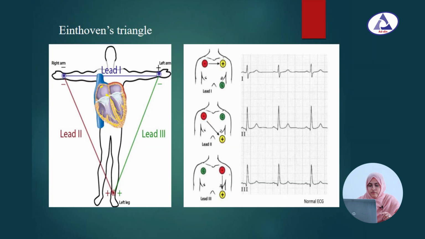Now this is Einthoven's triangle, which was named after Dr. Einthoven. Here in case of lead 1, the right arm is the reference electrode and the left arm is the exploring electrode. And in lead 2, the right arm has the negative electrode and the left leg has the positive electrode. In case of lead 3, the left arm has the negative or reference electrode and the left leg has the positive or exploring electrode. The right sided picture is showing the ECG pattern that is recorded.